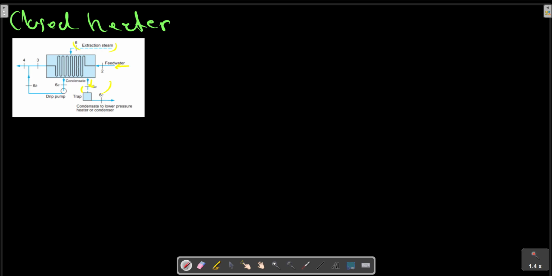Let us analyze the closed feed water heater in this picture. When a trap with a drain to the condenser is used, we assume we can heat the feed water up to the temperature of the condensing extracted flow, that is T3, T4, also T6A.